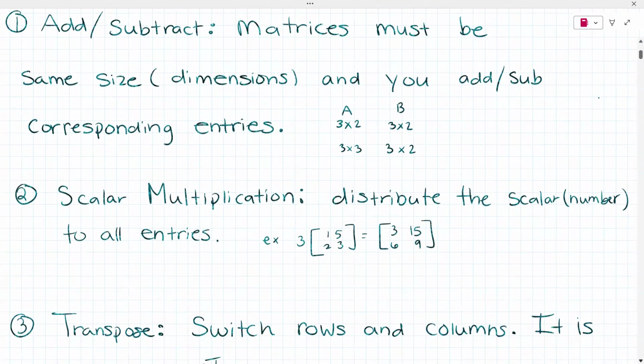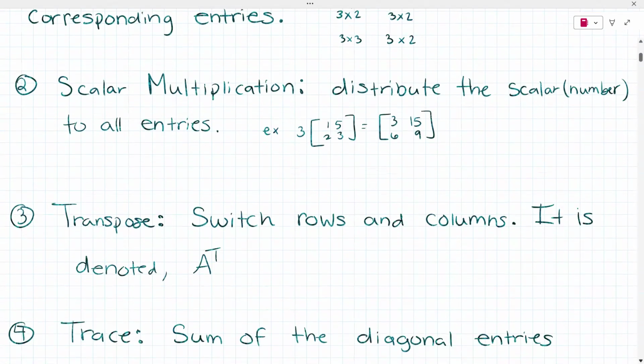What about a transpose? So we'll talk about that more. Transpose basically switches the rows and columns. It is denoted by A raised to the T. Okay.